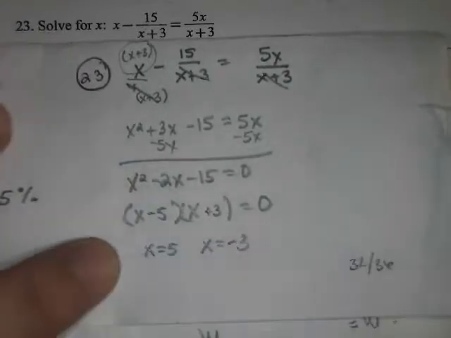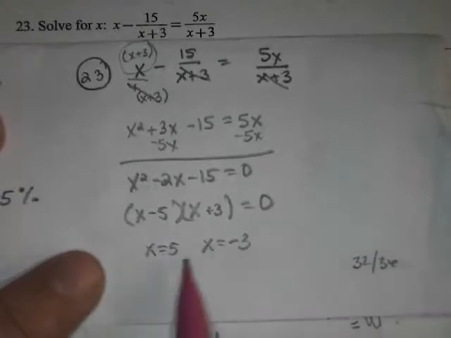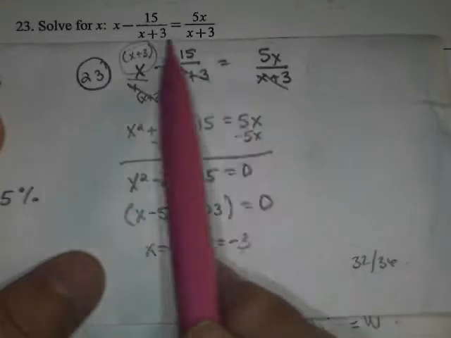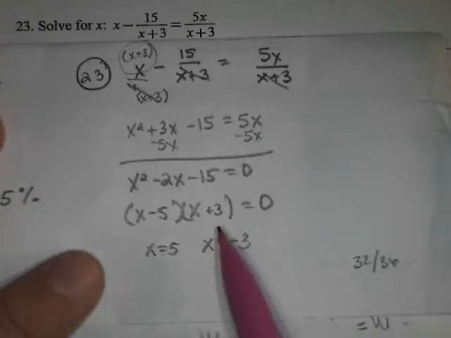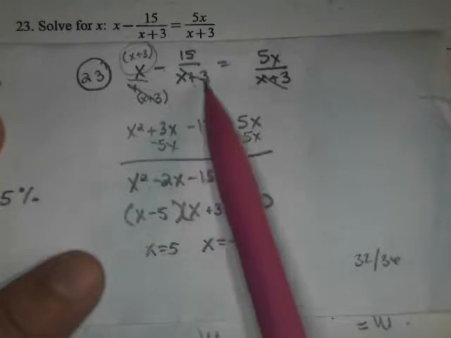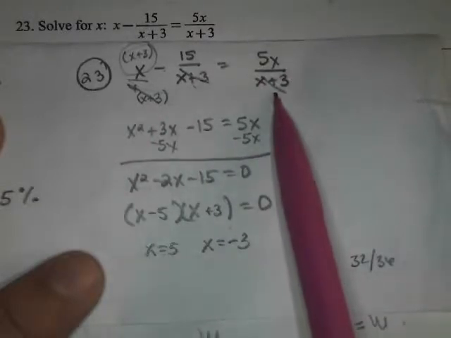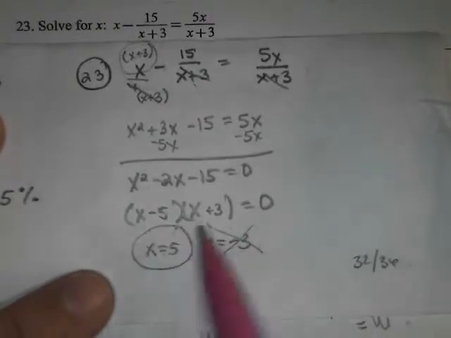Are either of those solutions going to give us something undefined or not true? Tyler? Negative 3, if we plug it back in, we're going to get 15 divided by 0, which is a problem, or 5x divided by 0, which is a problem. So we have to reject that one, and your only answer is x equals 5. Sometimes they'll both work, sometimes none will work. And in a lot of cases, one of the two will work.